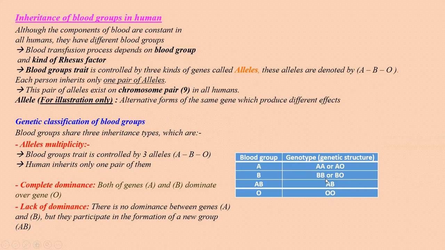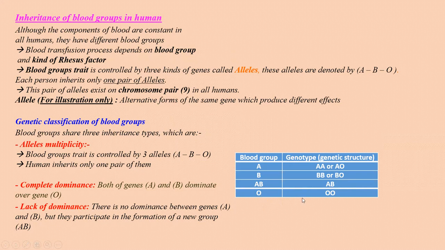The same thing for B: either both of them capital B, so this is blood group B, or BO, where B also dominates over the O, so we call this blood group B straight away. While the AB, where both of them are present, gene interaction happened with lack of dominancy, both of them don't dominate over the other. No one of them dominates over the other.